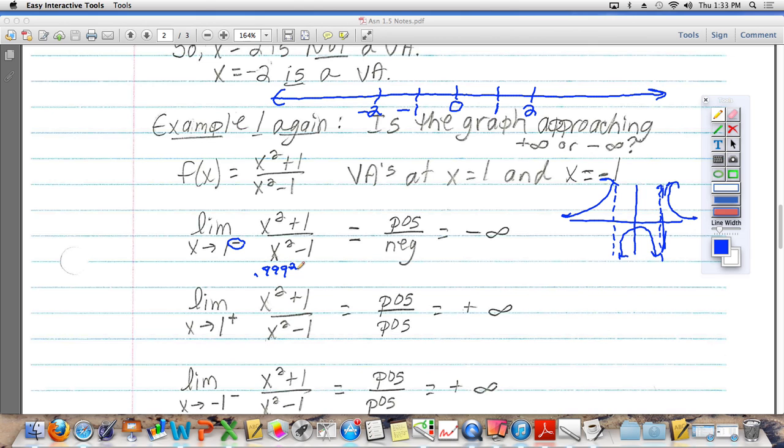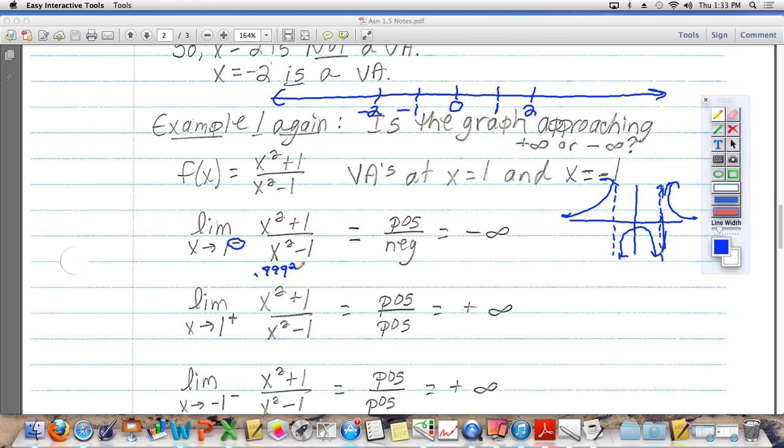So subtract 1 from your values. I don't care what the number is, but what kind of a number do you get? You know it's negative. That's why I have a negative here. All right, now we're going to do the same thing on the top. Take that same value, 0.999, square it, and then add 1. What happens?